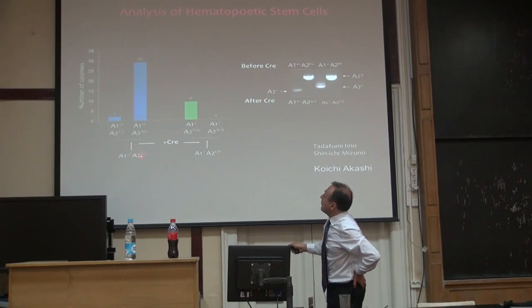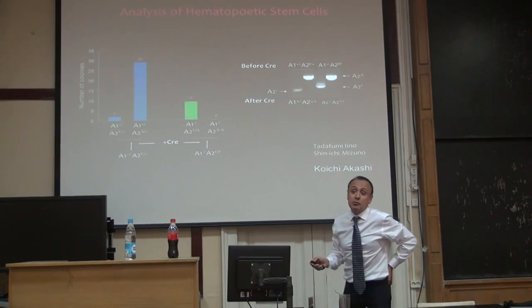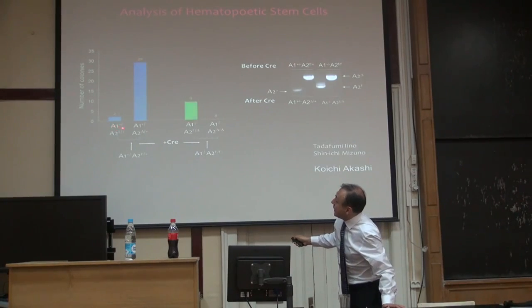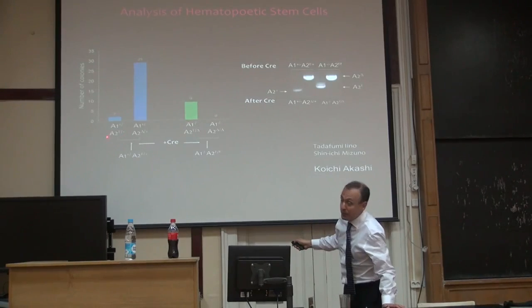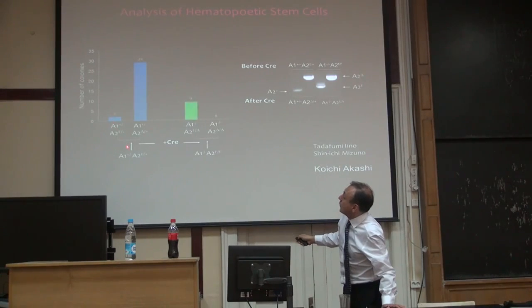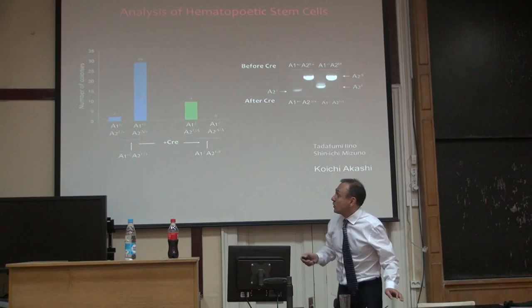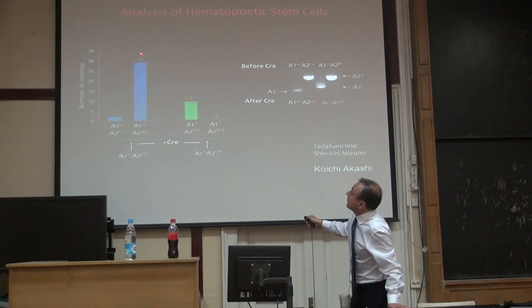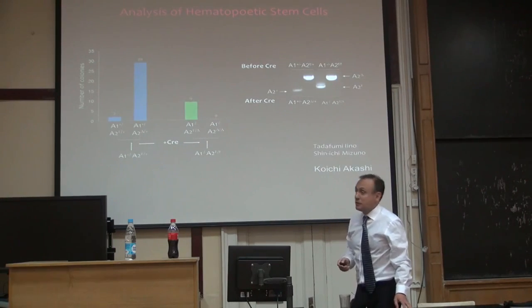When we put Cre recombinase, two different things can happen. Either Cre recombinase is not going to work, so we are going to get back A1 plus minus, A2 flox plus, and we saw two colonies like this. Or the Cre recombinase is going to work, is going to delete the flox allele, and it's going to be cyclin A2 plus minus. This we get in most of the colonies.